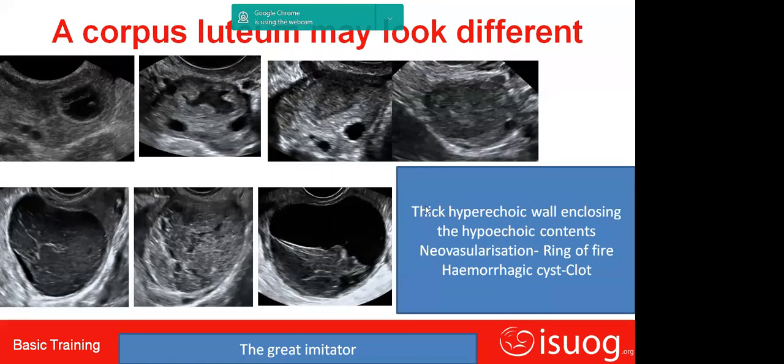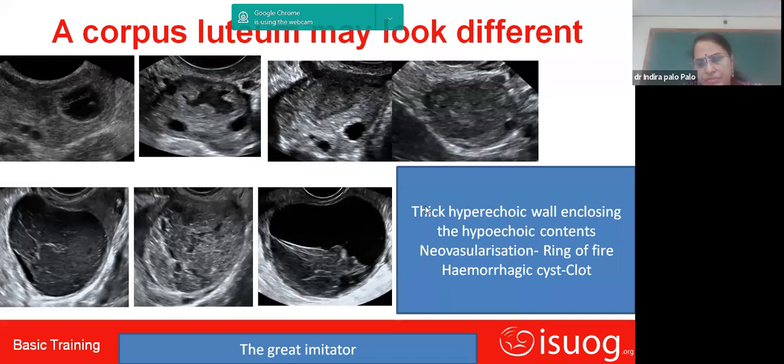It has been seen that the corpus luteum may appear to a sonologist as a lesion. So in the reproductive phase of life, if you find an adnexal mass, you have to differentiate whether it is a normal physiological corpus luteum or whether any pathology is there. You can have a variety of looks of corpus luteum, and commonly it is seen as a thick hyperechoic wall enclosing some amount of hypoechoic content.